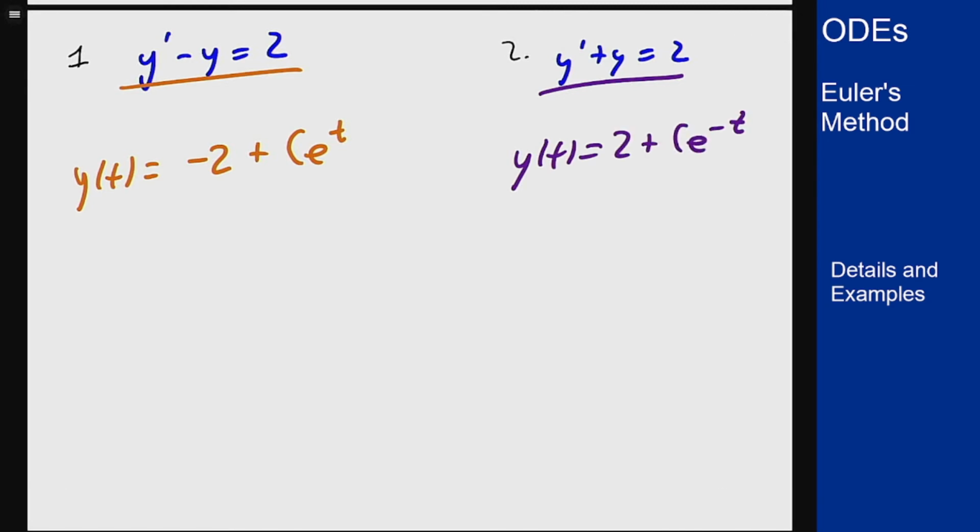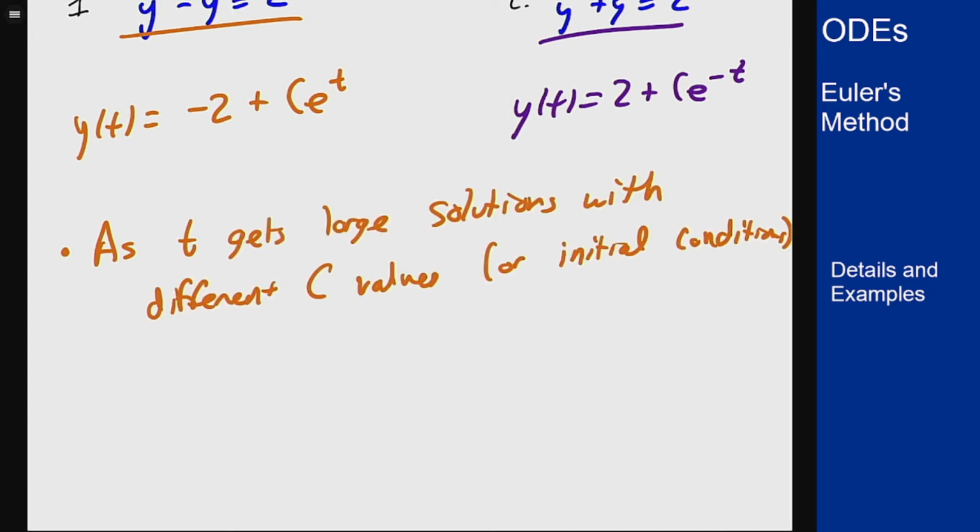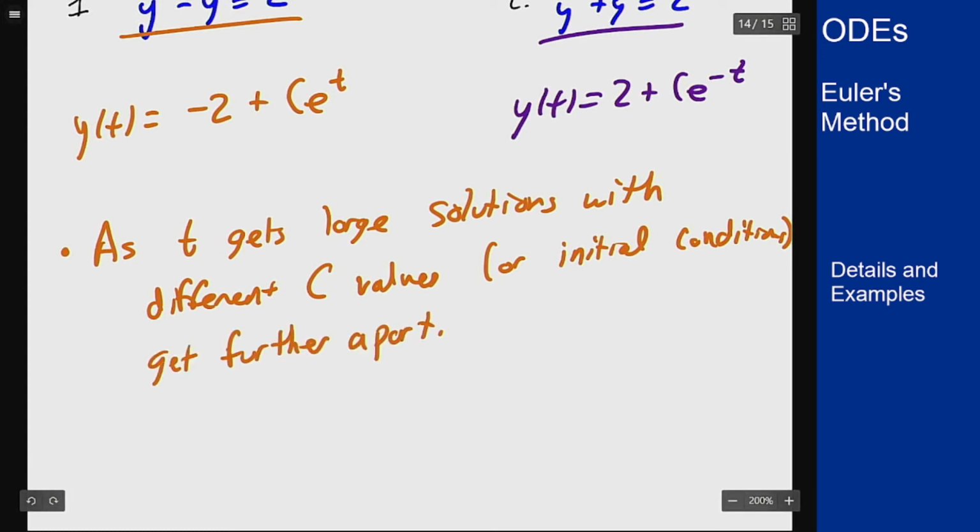Now what's going to happen here if I go out positive in t, and look at these solutions? Well, for part 1 over here in orange, for different values of c, the solutions grow farther and farther apart as t goes on because they're multiplied by this e to the t term that's getting bigger as t grows larger. So as t gets large, solutions with different c values or different initial conditions get further apart, because this e to the t term is going to grow as time goes on.